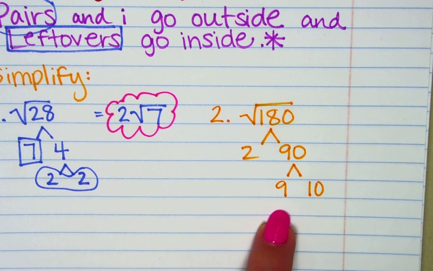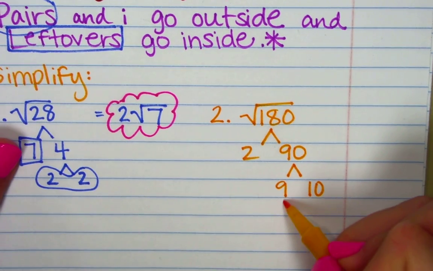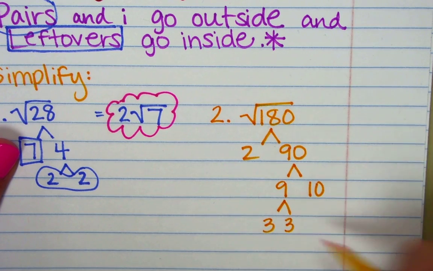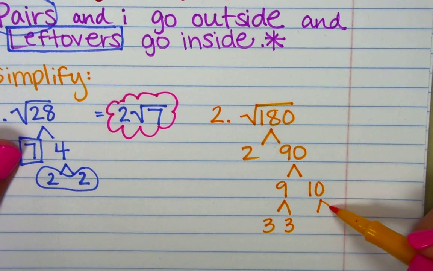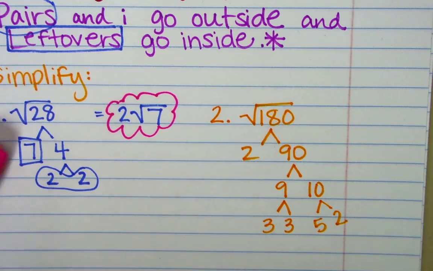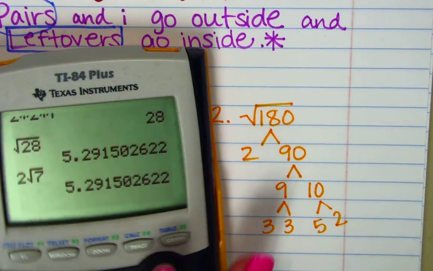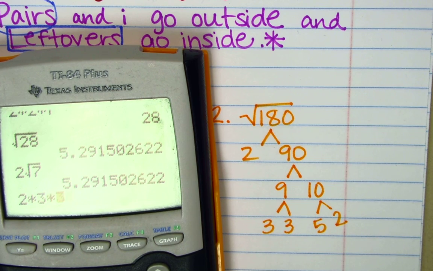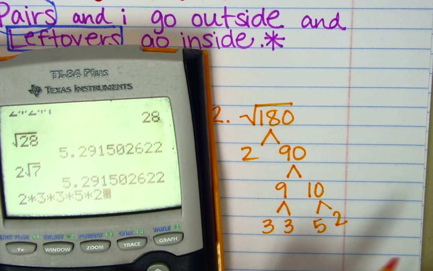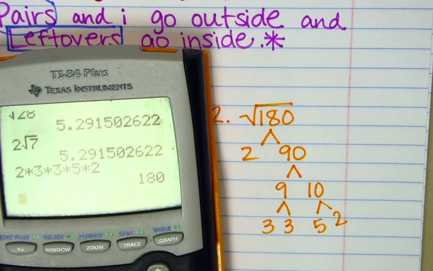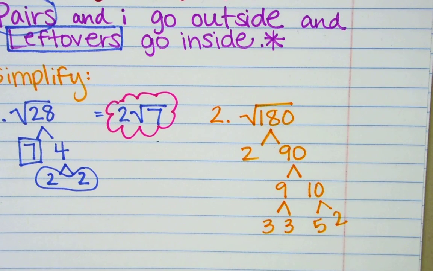All right, can we break down 9? What is it? 3 and 3. All right, and then 10 is 5 and 2. Okay, great. So the ends of my branches are 2, 3, 3, 5, 2. Okay, and you can check that. 2 times 3 times 3 times 5 times 2. 180. Okay, that's how I know for sure I got all the ends of my branches.